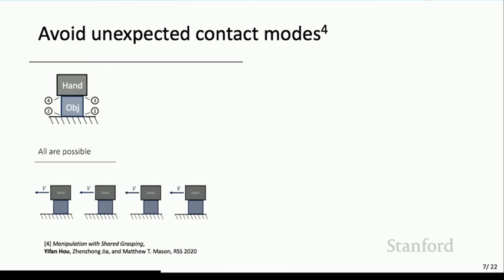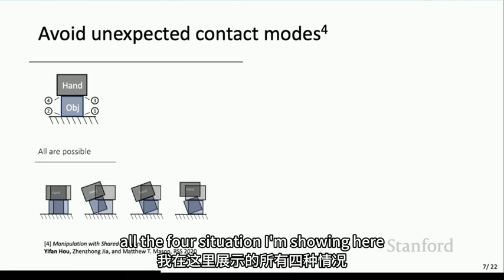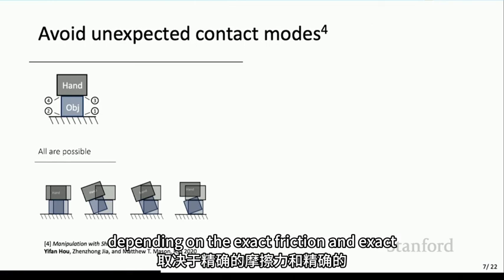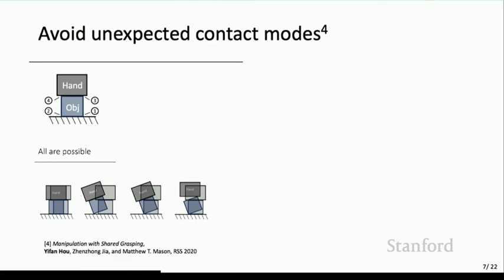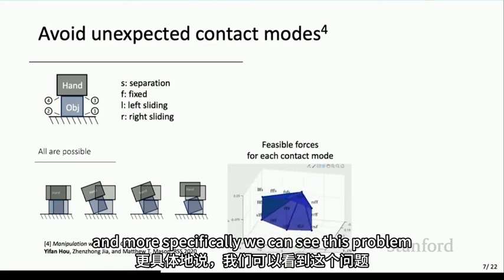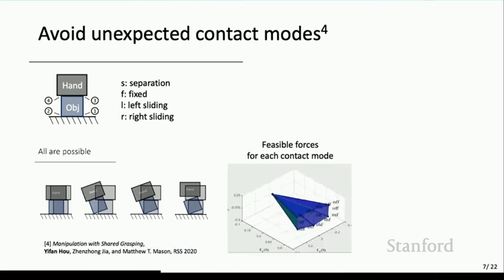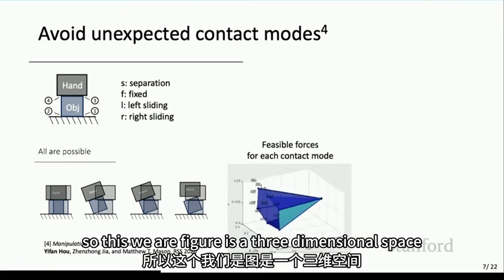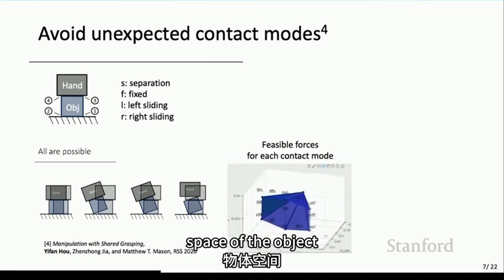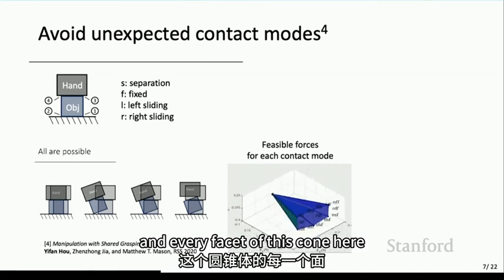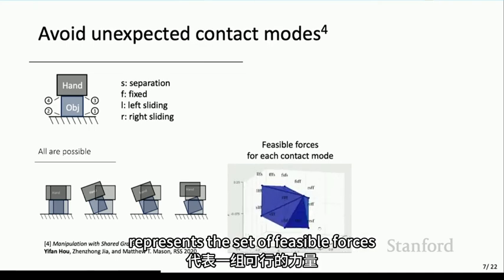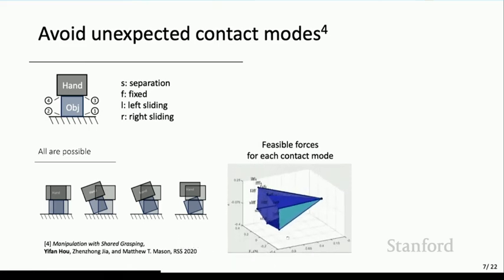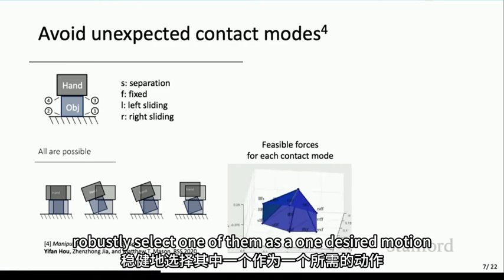The problem is that all the four situations I'm showing here could be feasible, depending on the exact friction and the exact geometry of the task. More specifically, we can see this ambiguity more clearly by looking at the forces that belong to each contact mode. This weird figure is a three-dimensional space. It represents the generalized force space of the object. And every facet of this cone here represents the set of feasible forces in one contact mode. So we need to somehow robustly select one of them as the desired motion.